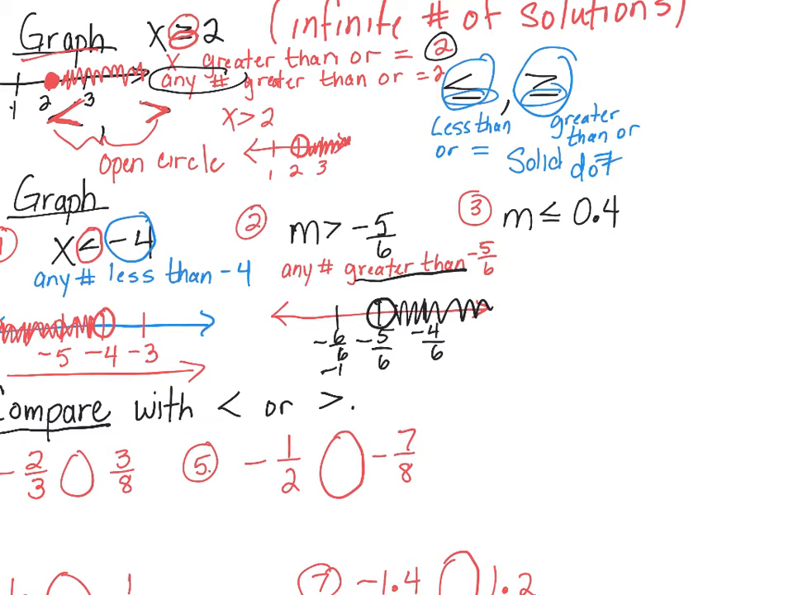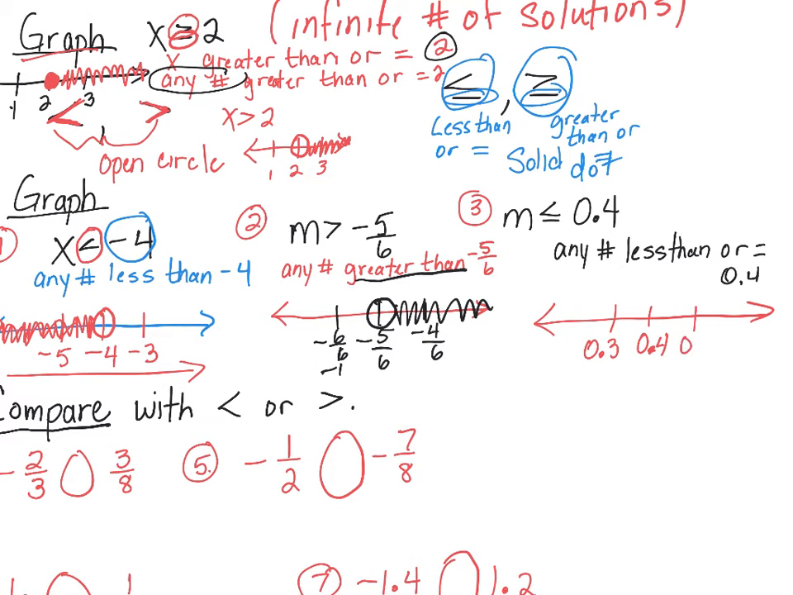It says m is any number what? Less than or equal to 0.4. We're going to put 0.4 in the middle. That's 4/10. What's to the left of that? 0.3. To the right of it would be 0.5. Come on, you guys. Look at a number line. Wouldn't it be 3, 4, 5?